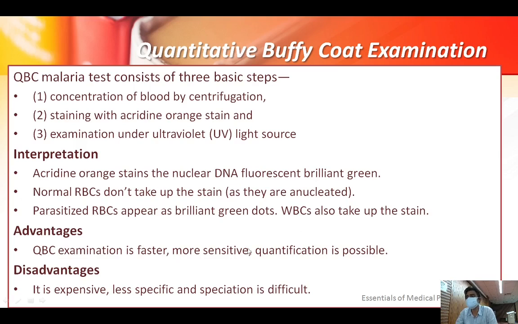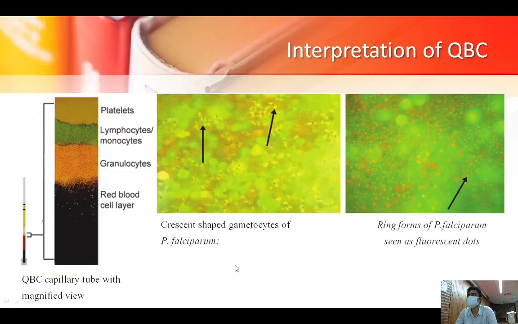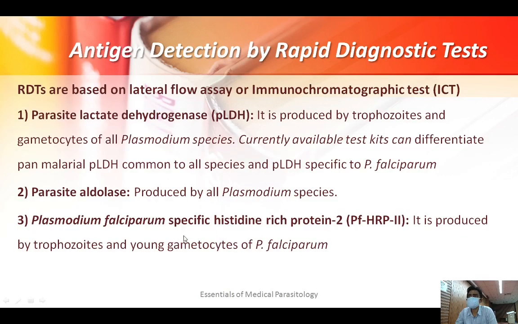Okay, so it is much faster, more sensitive, and quantification is possible. You can see this brilliant green dot. These are all parasitized RBCs. Okay, so you can see later.